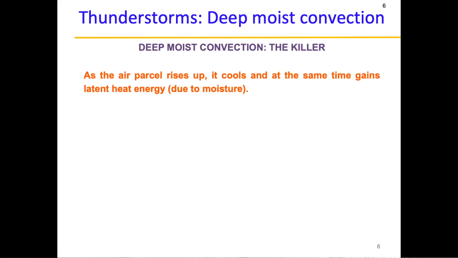So what is the killer here? Deep moist convection. As I talked about, as the air parcel rises, it cools, and the air parcel is not moving straight. I already talked about it. It keeps on moving in a rotational manner, creating this vortex pattern, which is what we call meso-cyclone.